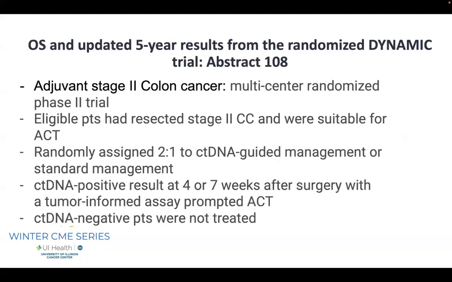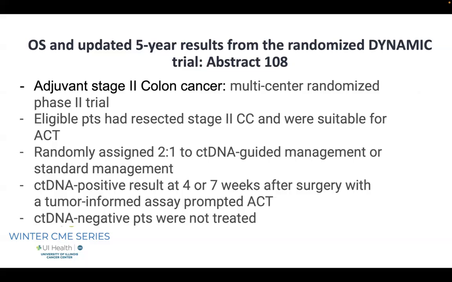It's an update, 5-year results from the randomized DYNAMIC trial, which I talked to you about earlier. So the DYNAMIC trial, just to remind you, is an adjuvant stage 2 colon cancer trial, multi-center randomized, and eligible patients had resected stage 2 colon cancer and were suitable for adjuvant chemo. They were randomly assigned 2-to-1 to ctDNA-guided management or standard management, and a ctDNA positive result at 4 or 7 weeks after surgery with a tumor-informed assay prompted adjuvant chemotherapy. And ctDNA negative patients were not treated.